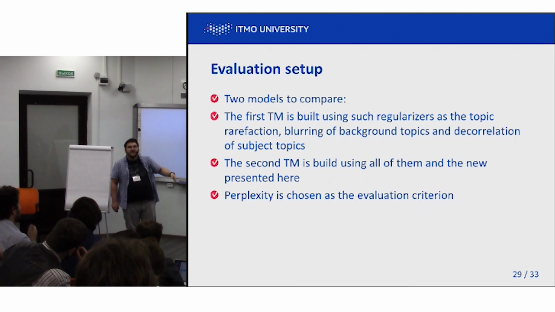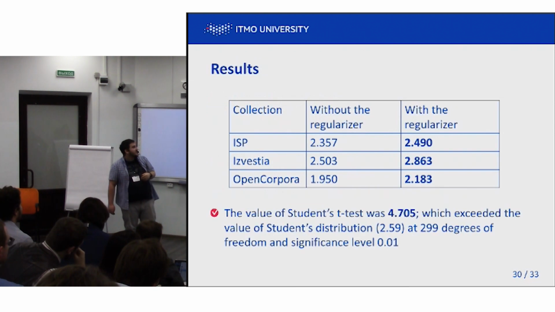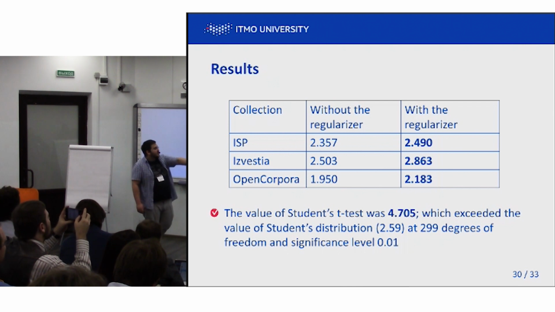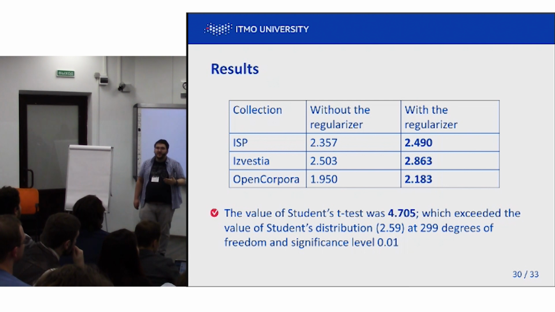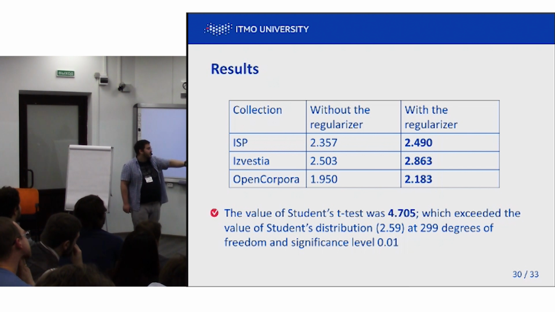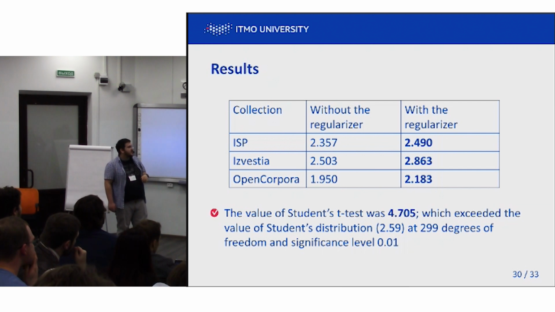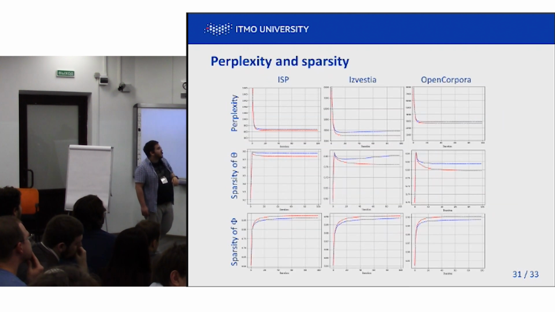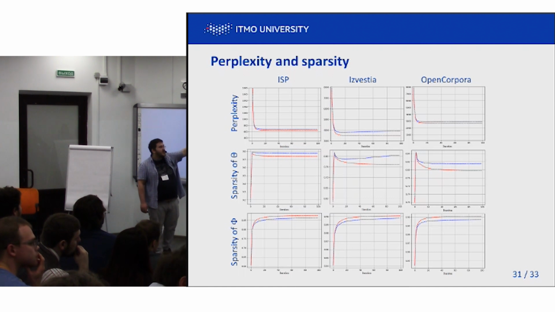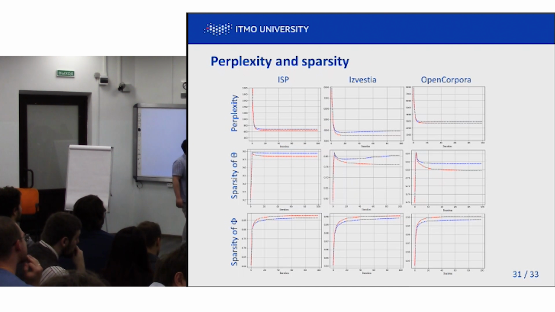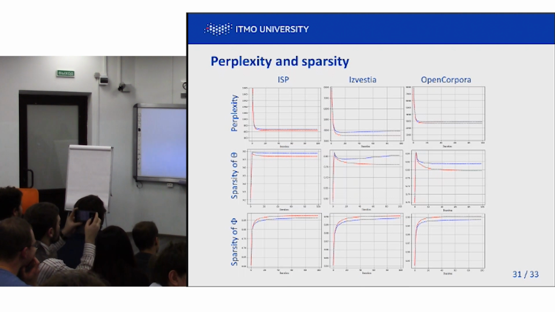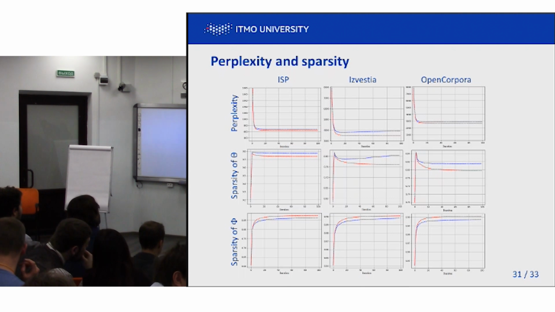And we use perplexity for maximization. So let's see what we have. On all these corpora, our model with the new regularizer is outperforming the initial ARTM without the regularizer. So this is a statistically significant result. And let's look at how perplexity and sparsity of the two matrices were changing. I'll talk about perplexity a bit more later. Let's first look at the sparsity of the two matrices. The red one is the model with the regularizer, and the blue one is the original model.